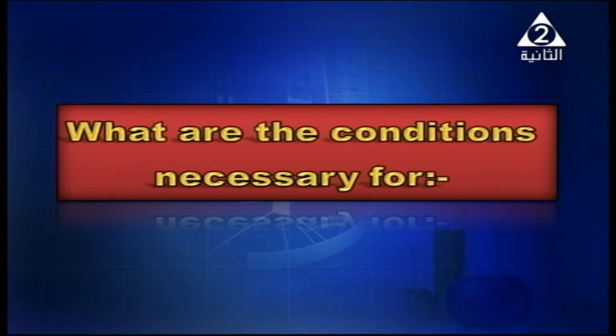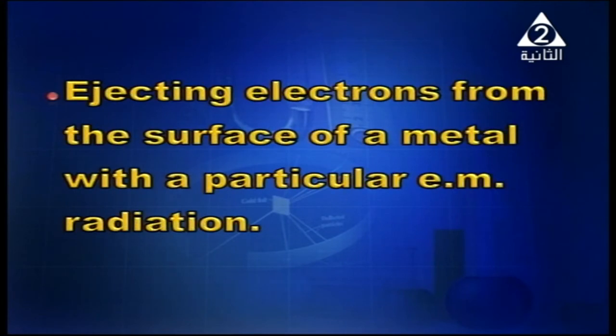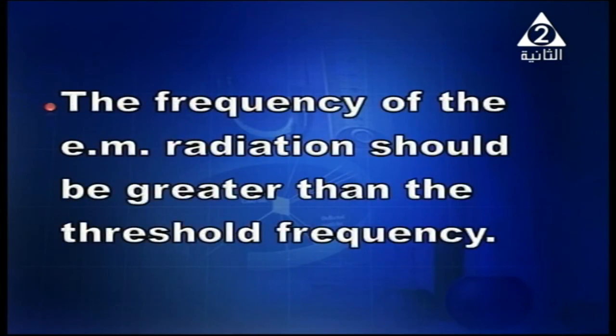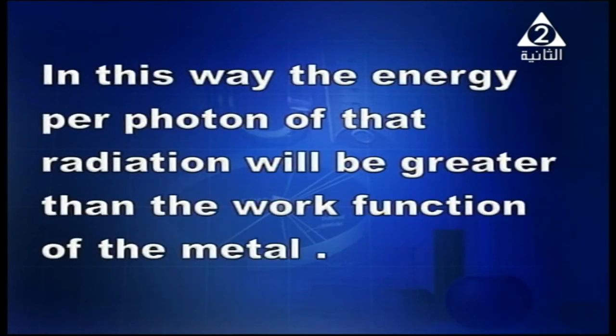What are the conditions necessary for ejecting electrons from the surface of a metal with a particular electromagnetic radiation? To eject electrons from the surface of a photosensitive surface, it has something to do with the frequency. The frequency of the electromagnetic radiation should be greater than the critical frequency, or threshold frequency, or cutoff frequency. In this way, the energy of just one photon of the incident radiation will be greater than the work function of the metal, and we'll be able to eject electrons.